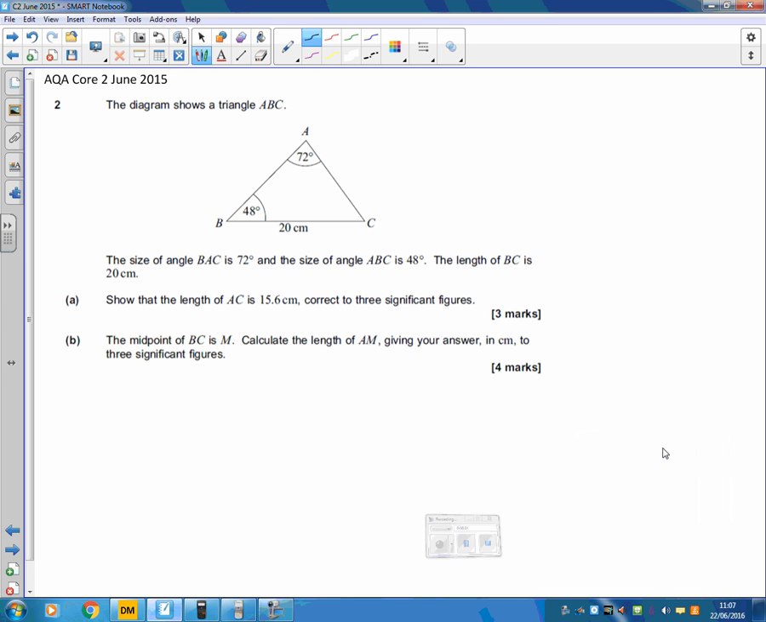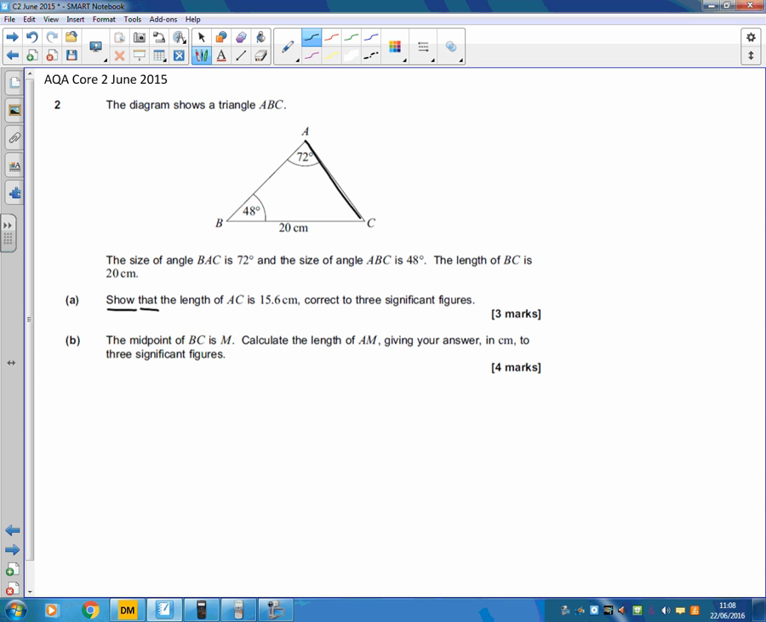Okay, so question 2 is about triangles. So we're going to need our formulas with triangles, which is probably the sine rule, the cosine rule, and the area of the triangle. So let's see what's going to be most useful here. We've got a nice diagram, and the first question says show that. So we're going to need to show our working that the length of AC, this side here, is 15.6.